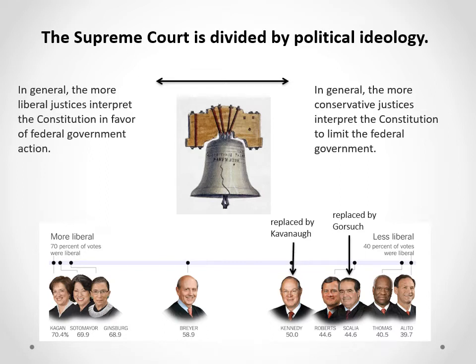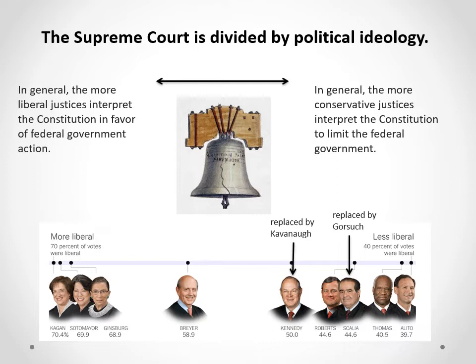On the other hand, you have more liberal justices. These interpret the Constitution generally in favor of federal government action. They have a more expansive view of what government is allowed to do under the Constitution. They have less adherence to traditionalism and to the original ways of looking at government. They believe that the Constitution is a living document that should evolve with the times.